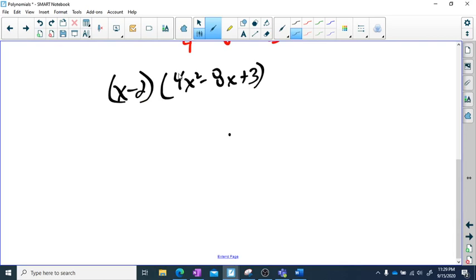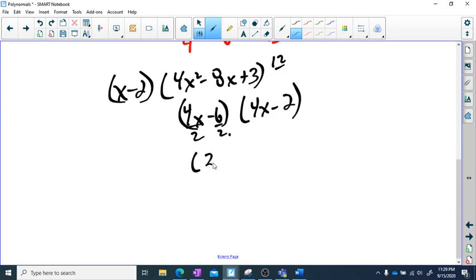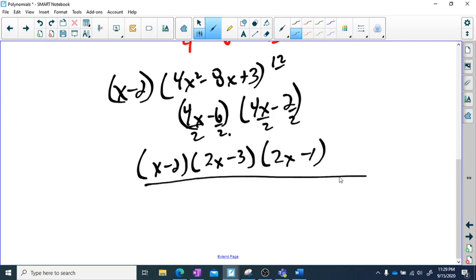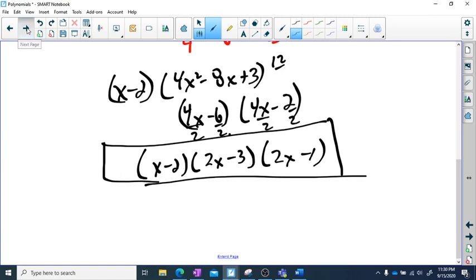This is a hard trinomial, so I multiply 4 and 3, I get 12. Could I multiply to get 12 and add to get minus 8? Yes, I can. 4x take away 6, 4x subtract 2. This one divides by 2: 2x minus 3. This one also divides by 2: 2x subtract 1. And I have my x minus 2 that was already there. There's your 3 factors of that polynomial. Nice little stretch. So you are responsible to be able to work through this pattern.